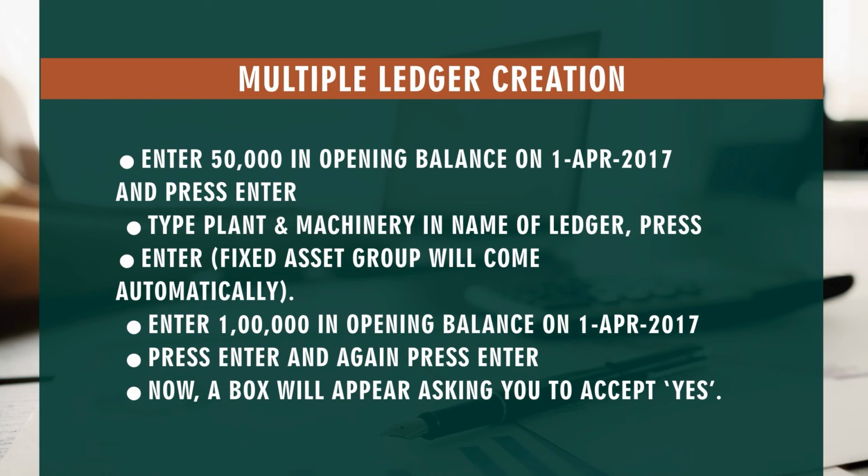Write down plant and machinery, press enter, automatically fixed asset will come. Write down the balance as 1 lakh rupees. Now you will press enter, it will show you the third ledger. Since we want to create only 2 ledgers under the fixed asset, we will press enter once again. So you should understand that in case there are more ledgers to be made, we will make use of the enter and keep on writing the name of the ledgers and the opening balance.